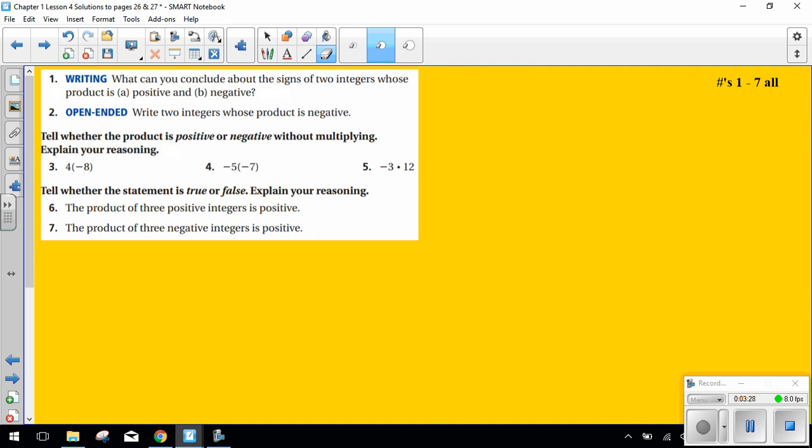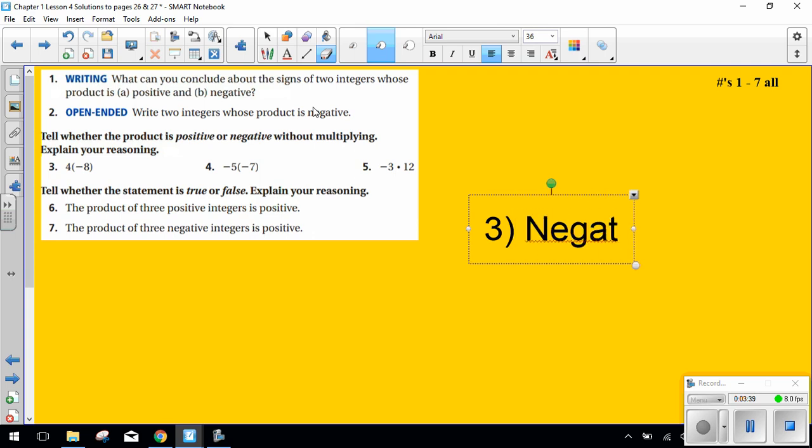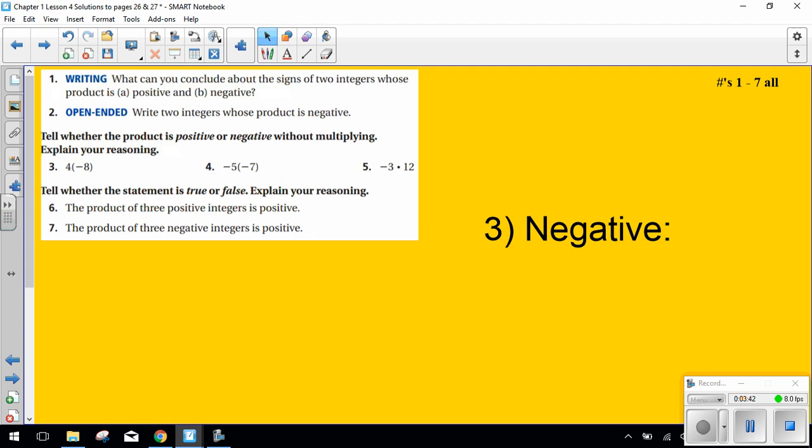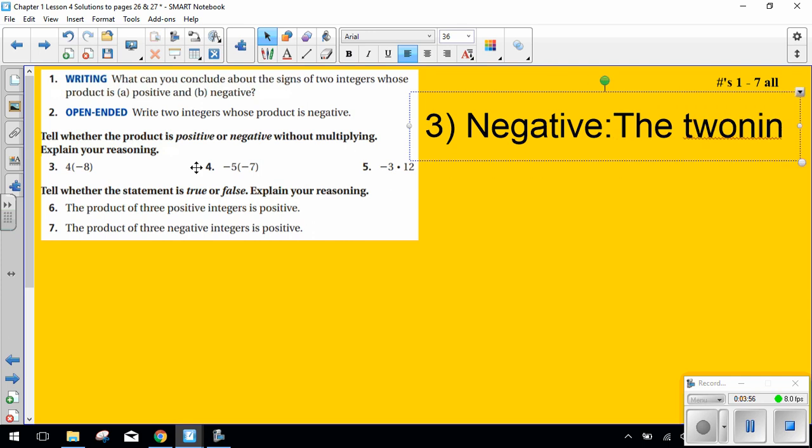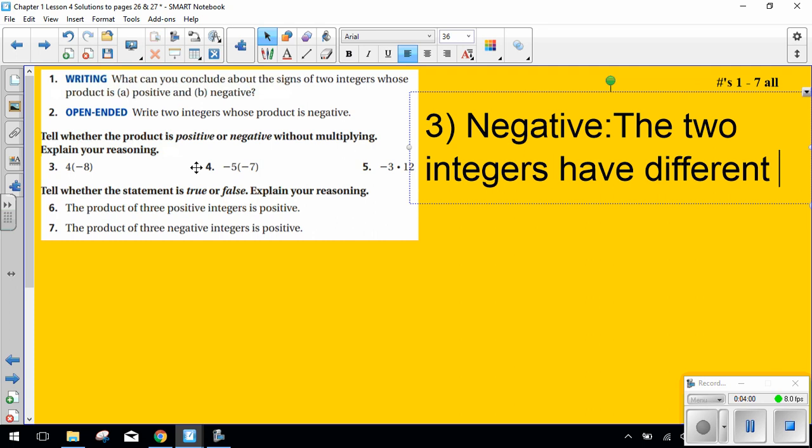Number 3 through 5. Tell whether the product is positive or negative without multiplying and explain your reason. So for number 3, the solution is negative. And how do we know that? So how could I tell? Well, if I take a look at the numbers, I have one positive and one negative. My signs are different. So how do I know it's negative? The two integers have different signs.